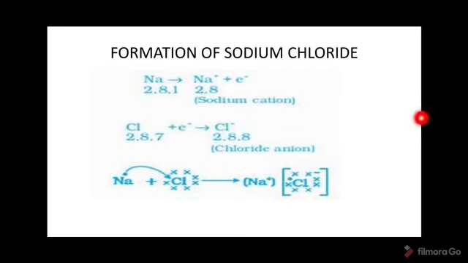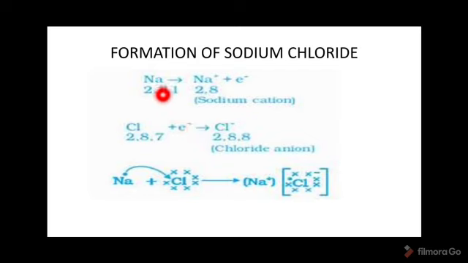This is the formation of sodium chloride. Sodium has 2, 8, 1 electronic configuration. After it loses 1 electron, it forms a sodium cation. The electronic configuration of the sodium cation is 2, 8. The electronic configuration of chlorine is 2, 8, 7. After it receives an electron, the electronic configuration will be 2, 8, 8, and this is called the chloride anion.